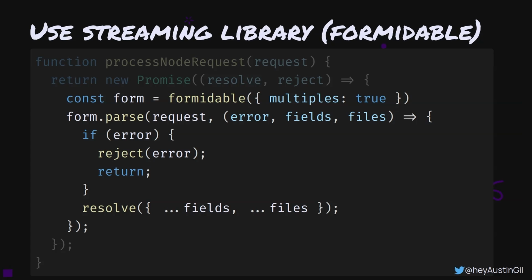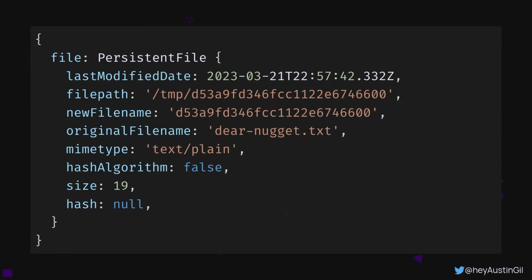So as long as we're working in the Node system and we're dealing with base layer request objects, we can use Formidable, which is a library that I personally prefer, but you can choose whatever. We can pass that request to Formidable and parse it, and Formidable will give us back all of the fields in the request and all of the files, and we can resolve the promise with that information. And when we log the resolved value of that promise, what we'll see is an object containing all of the files and fields.